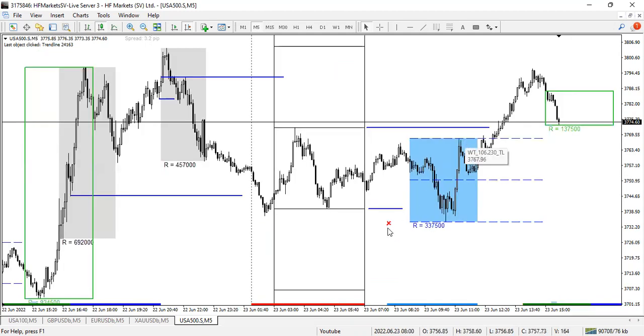So next day, same idea. Stops taken, market pushes up. Right here, there's that shift in market structure. Market structure shift happened right here.